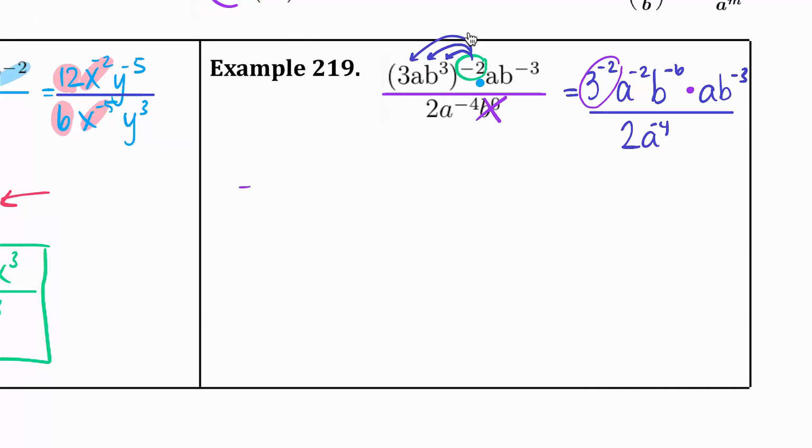I'm just going to leave this written like this because we're going to move it to the bottom in a second. Then we can simplify what that's going to be. So I'm going to write this as 3 to the negative 2nd power. If we add our exponents, negative 2 plus 1 is negative 1. So we have a to the negative 1st power. And then our b's, we've got negative 6 plus negative 3, which gives me b to the negative 9th power. Okay, and that's divided by 2a to the negative 4th power.